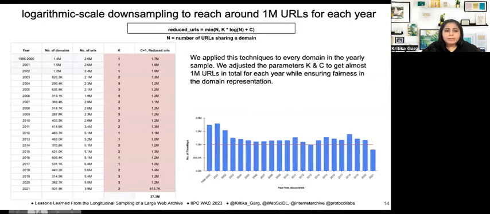So we applied this technique to every domain in the yearly sample. We adjusted the parameters K and C to get almost 1 million URLs in total for each year. C ends up being a constant value of 1 in our case, while the K varied for each yearly sample. In the end, we readjusted our goal to a sample of 27.3 million URLs while ensuring fairness in the domain representation.